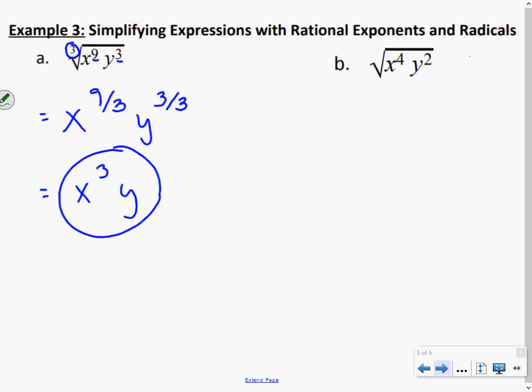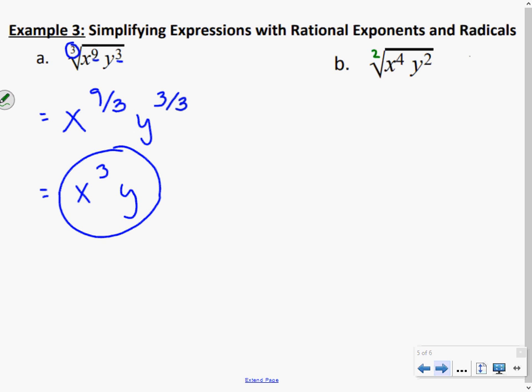Now, at the very beginning of the video, I told you guys what happens when we don't actually have a number written in that index position. If there's no number written, it's assumed that the index is 2. The square root is the one most commonly used, so mathematicians were just like, hey, instead of writing a 2 here every time, we're just going to say if you don't see a number written there, we're just going to assume that it's a 2. We have a square root if there is no number written in the index position.